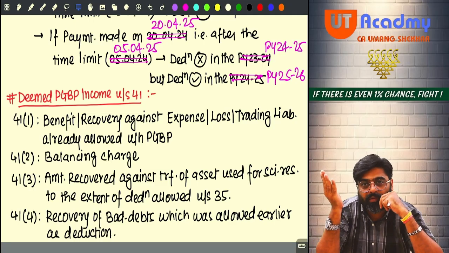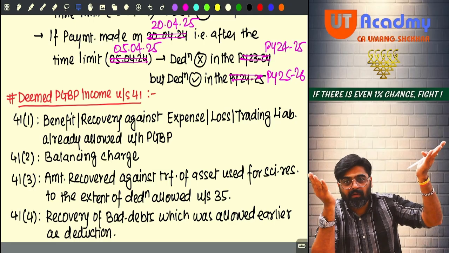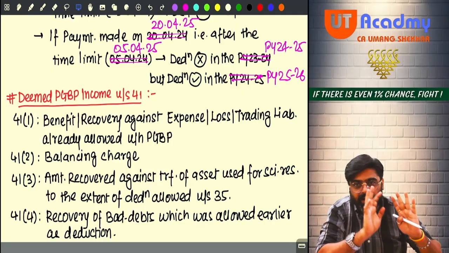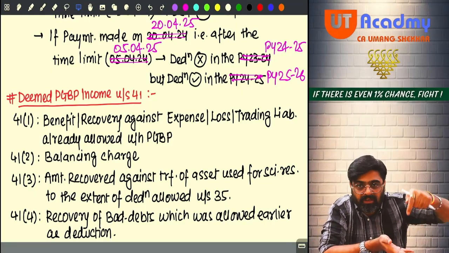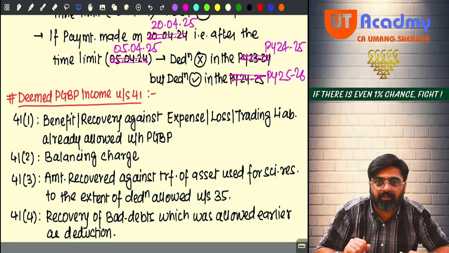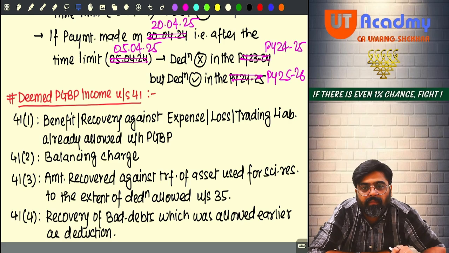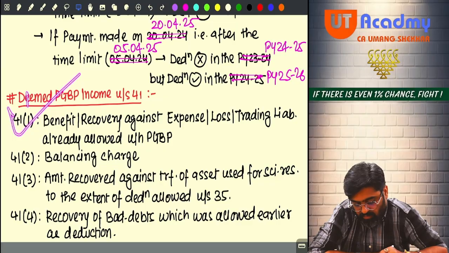Out of 5, you are paying only 490, meaning 10,000 is your benefit. So this 10,000 you have claimed extra, no? Reverse it, deemed PGBP. Getting my point, everyone? Section 41, done.